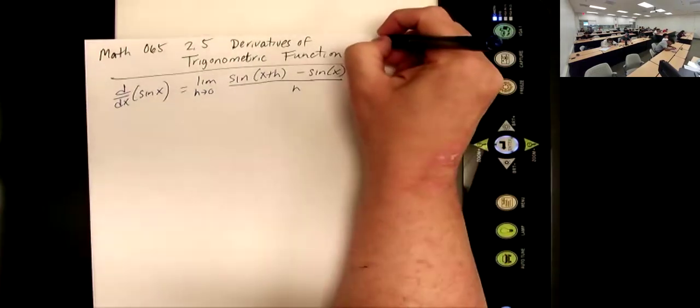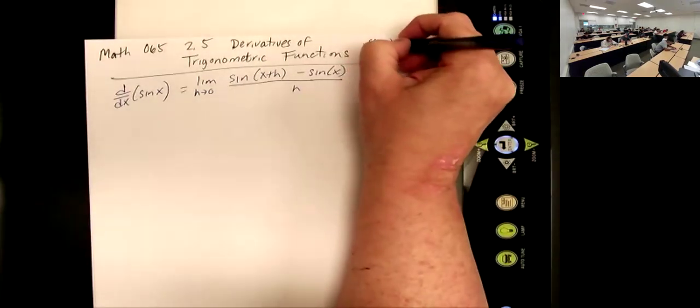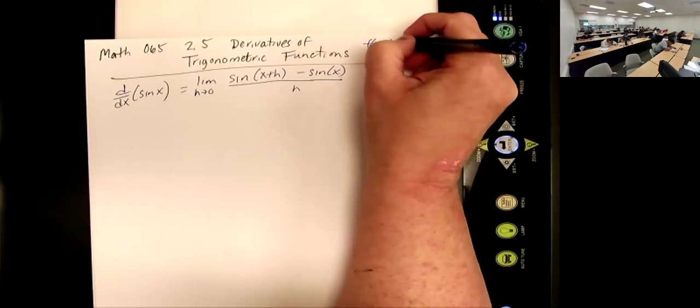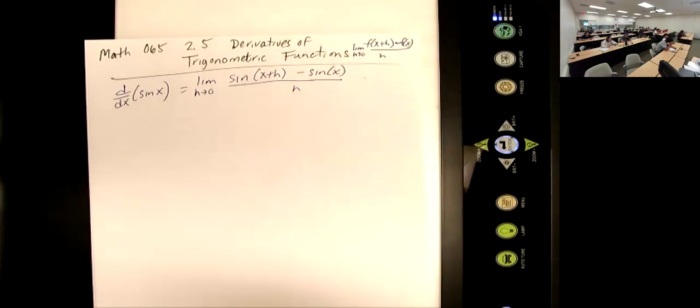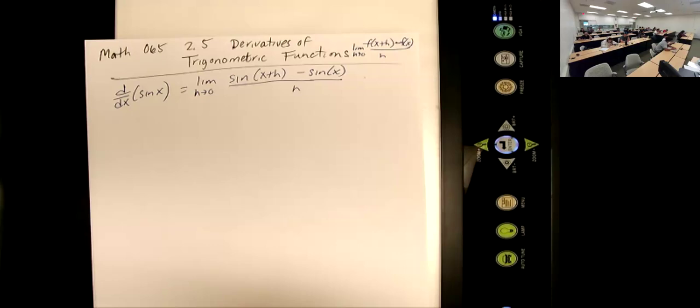Remember, we got f of x plus h minus f of x over h, and limit as h goes to 0. That's what we're applying here. And you're like, what do we do with sine of x plus h? Anybody know? Anybody remember? Hopefully you all know. Not everyone's going to, because not everyone had trig in high school. We can do something with the x plus h.